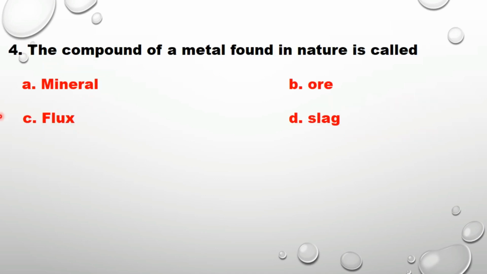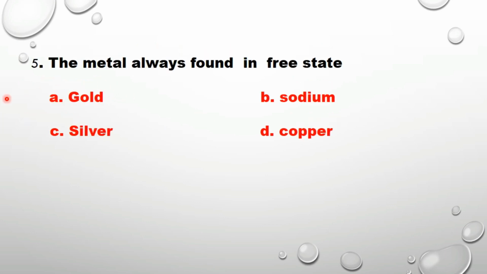Fourth question. The compound of a metal found in nature is called option A mineral, B ore, C flux, D slag. The correct answer is option A mineral. Fifth question. The metal always found in free state, option A gold, B sodium, C silver, D copper. And the answer is option A gold. We can find gold in free state.